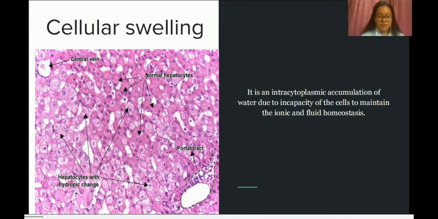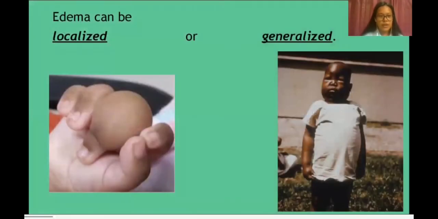In cell swelling at gross examination, the affected organ is enlarged, pale, and soft. Microscopically, the cells are enlarged with a clear cytoplasm due to the presence of small clear or pale vacuoles with indistinct shape and limits, and a normal nucleus in central position. Blood capillaries are also compressed, explaining the organ's pallor. So, edema can be localized or generalized.